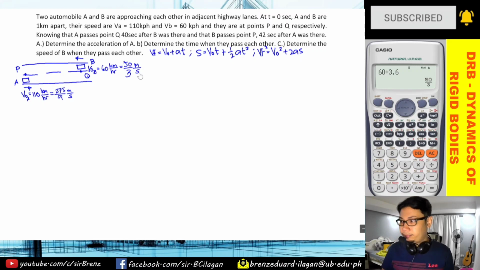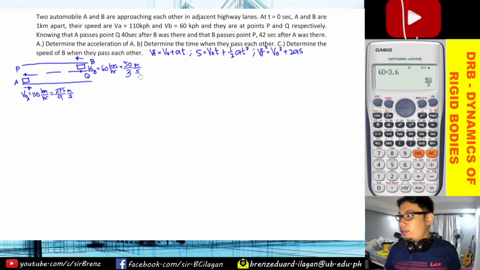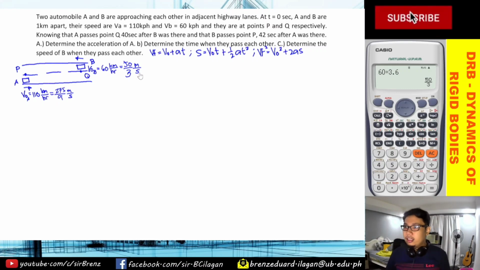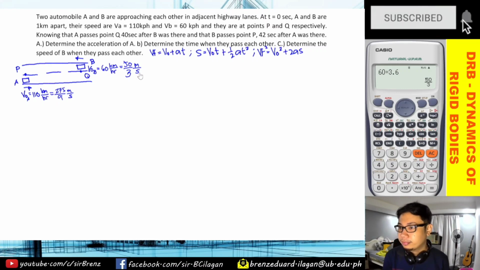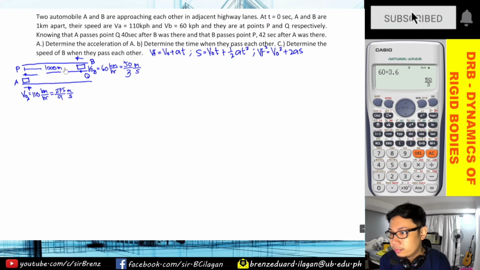Meter per second. Okay, so ano bang unang hinahanap? Determine the acceleration of car A. So sabi nga, they are separated, ano nga yung distance nila? So 1 kilometer away or 1,000 meters. Diretso ko na siyang convert.